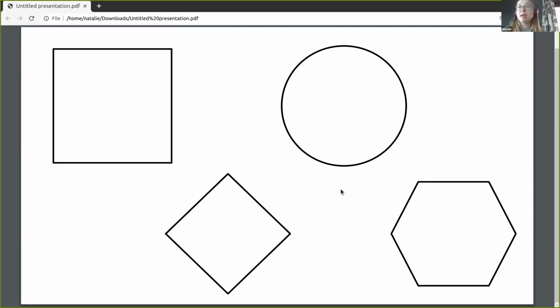So let's have a go at thinking about how we could divide some shapes into fractions. So let me share my shapes with you. I've got 4 shapes here. Have a go at naming them before we start. What shapes are these? Hopefully you shouted out at the screen for me that we've got a square, a circle, a diamond, and a hexagon.